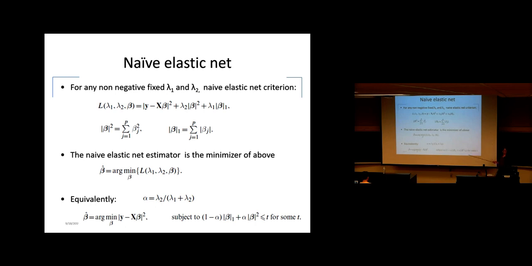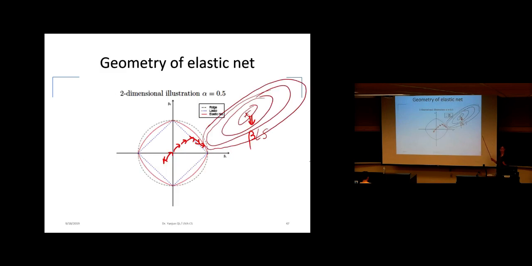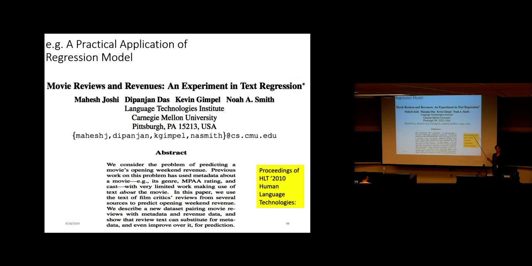All right. Okay, so we have the summation, and then we got really just a hybrid of the norm. Okay, so now I'm going to give you an example of how people use elastic net. And this is an example with a very, very computer science flavor. So this is a paper from 2010 about predicting the revenue of a movie based on movie review and metadata of a movie.